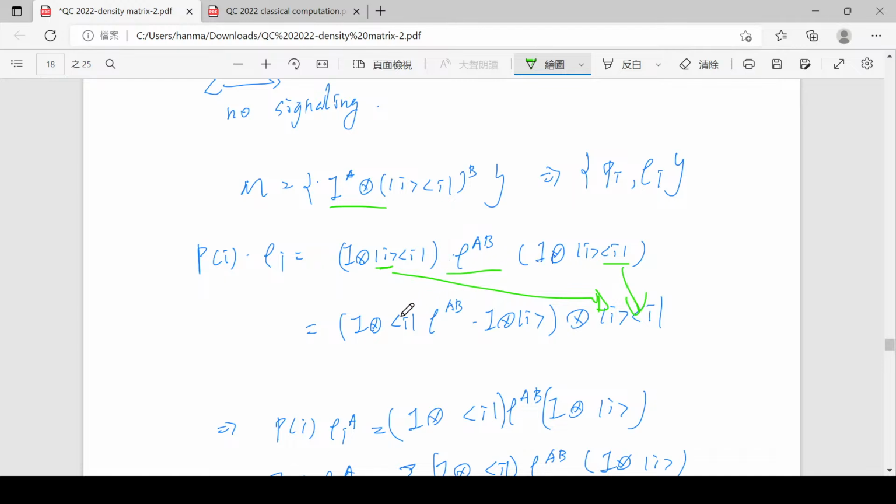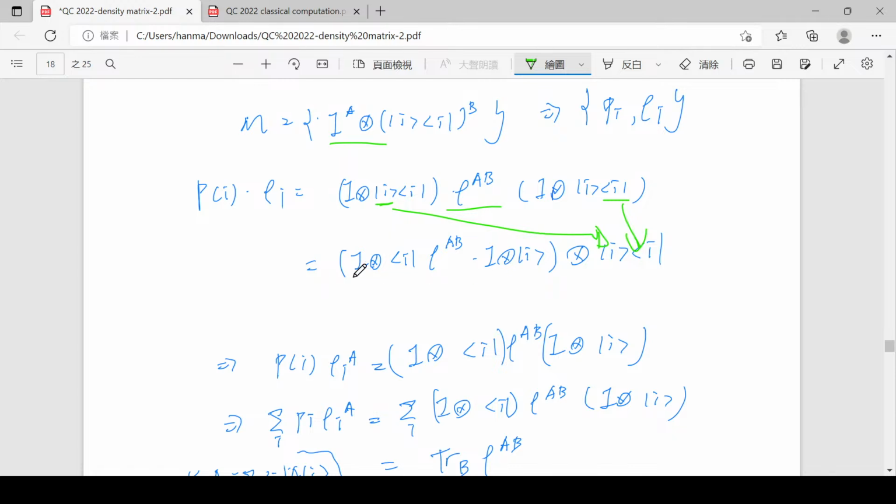And anyway, this is the correct formula because this part is now a density matrix on system A, and this part is a density matrix on system B. So this is a way you get a density matrix on system AB to a density matrix on A only, because you sandwich out the B part, right?